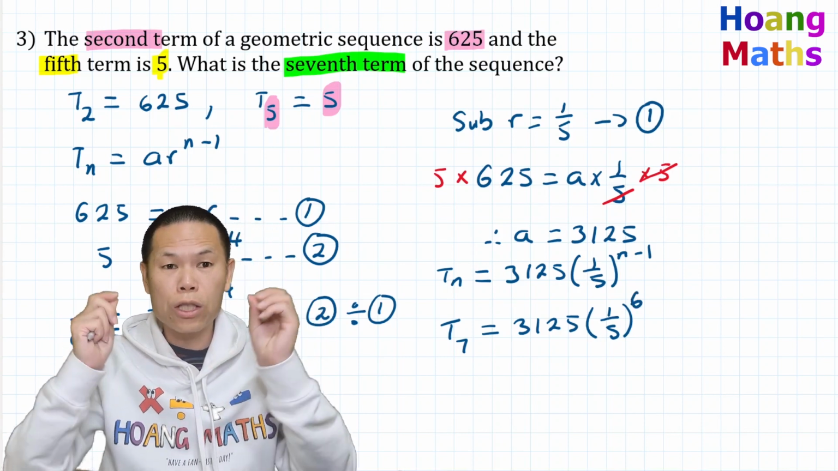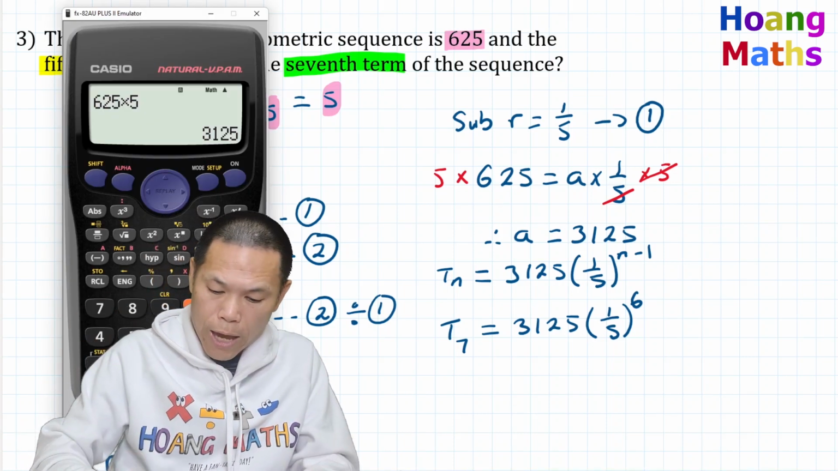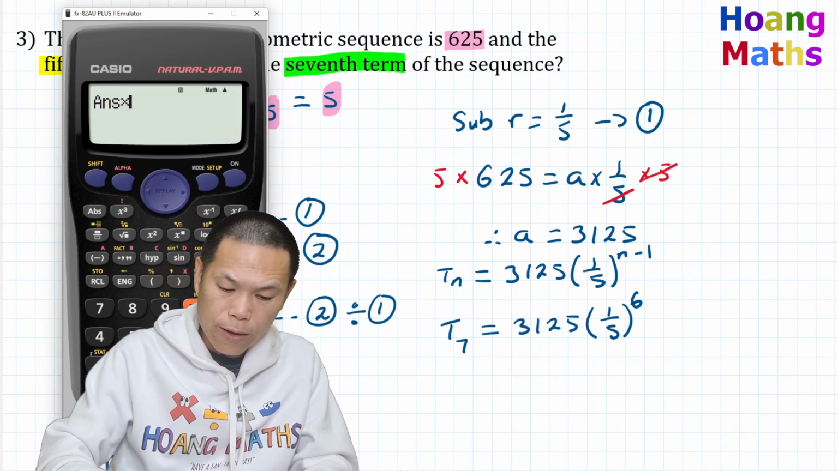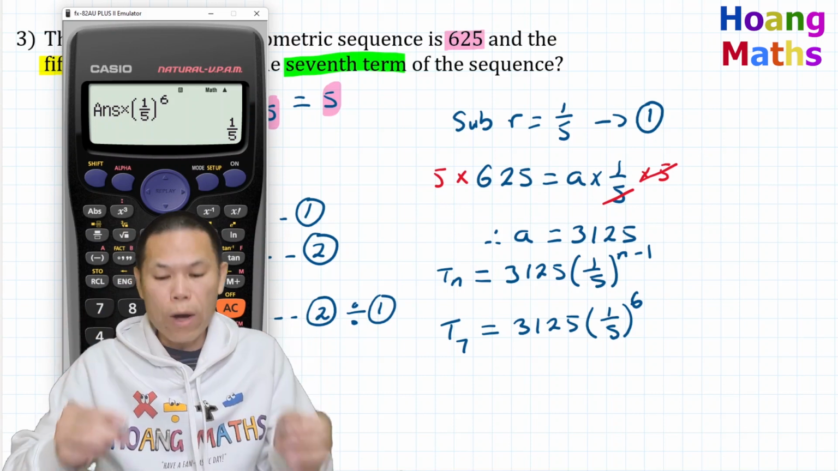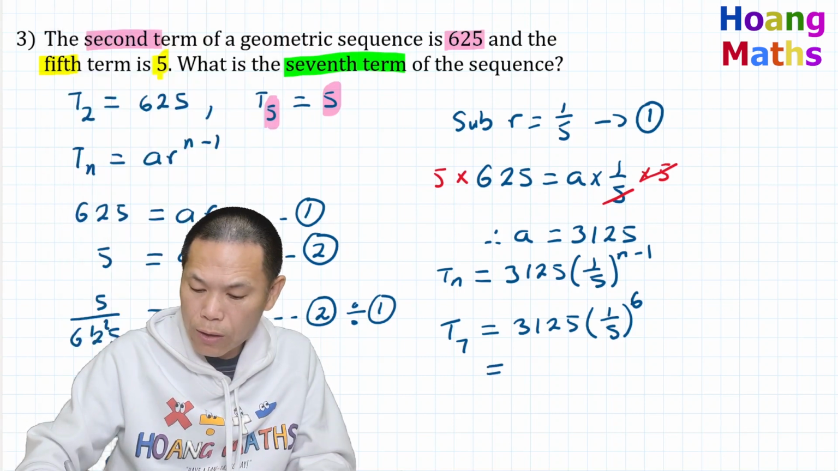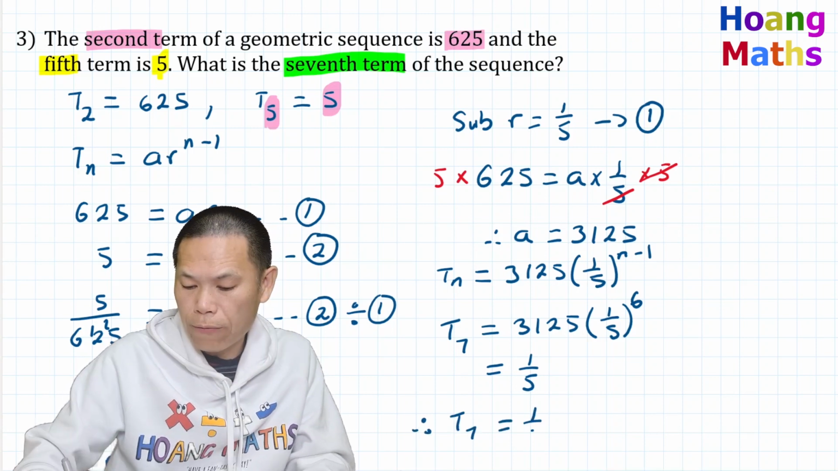So now what I do, I just put that on the calculator. So I just go answer times brackets 1 over 5 and then power 6. So there you go, 1/5. Therefore T7 is equal to 1/5.